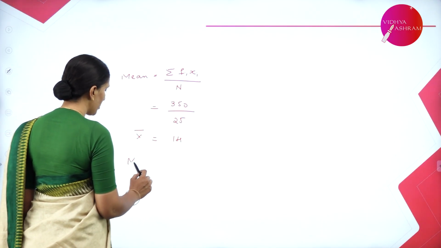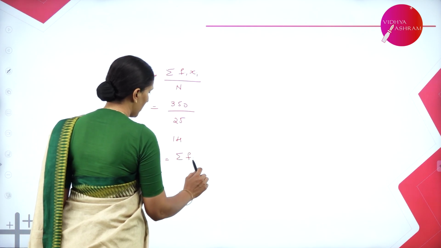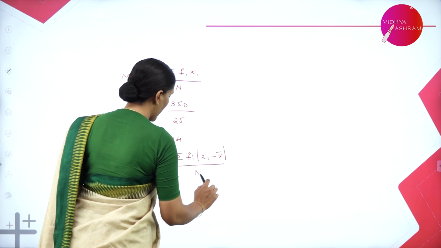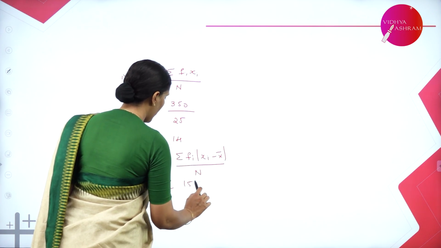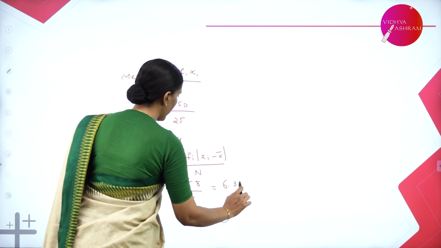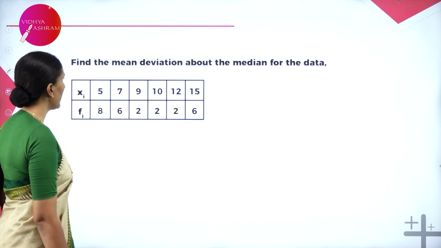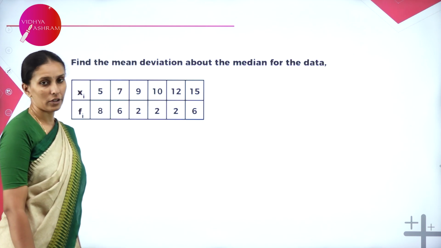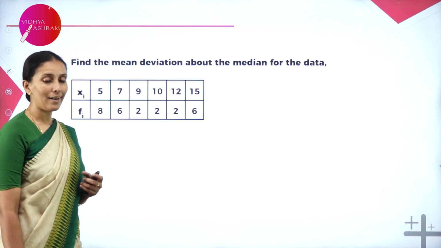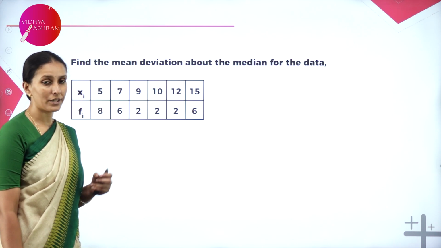So mean deviation about mean is equal to summation fi modulus of xi minus x bar, whole divided by n. So the value is 158 divided by 25, which is equal to 6.32. Next one is, find the mean deviation about the median for the following data. So first we need to calculate the median. When you're calculating a median for grouped data, we have one more thing called cumulative frequency.